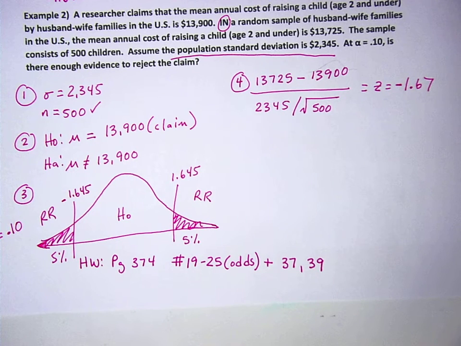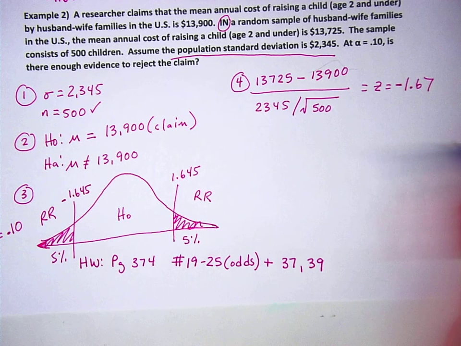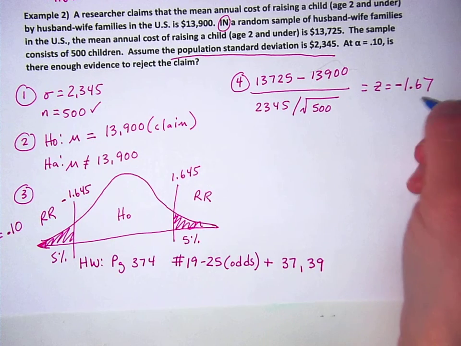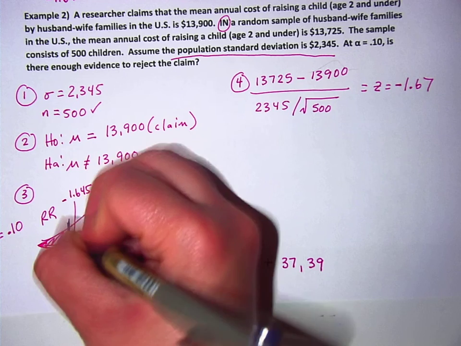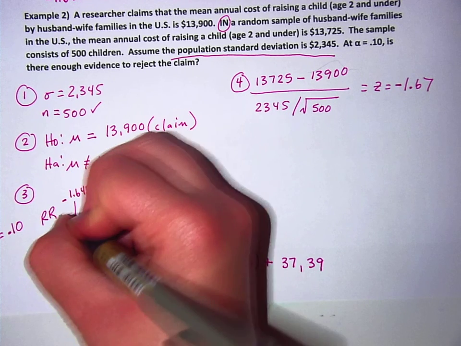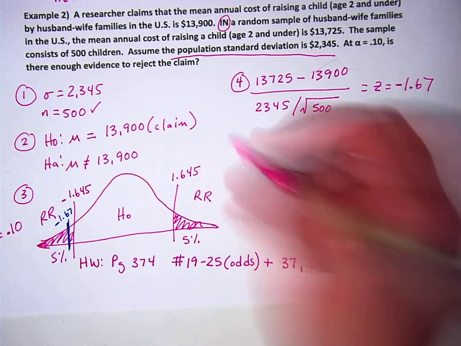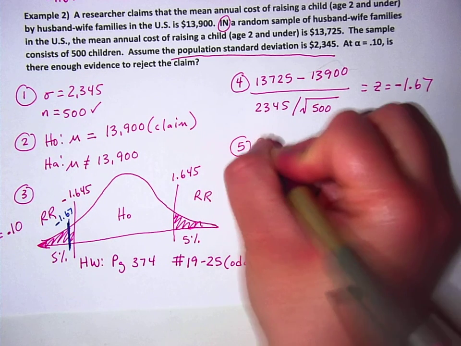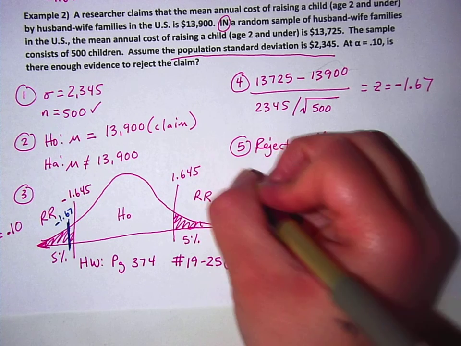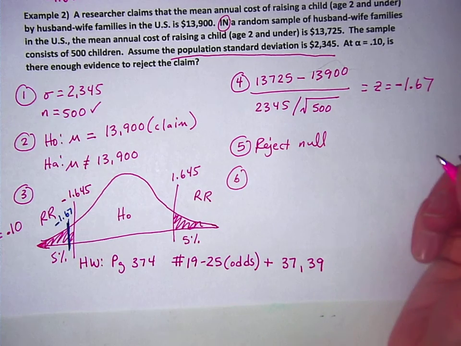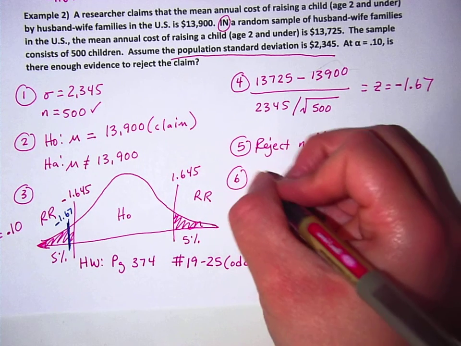Negative 1.67. Okay, so negative 1.67 is falling, I'm just going to use a different color this time, right about here. That means it fell in the rejection region this time, so we're going to reject the null. Remember, you always think about the null first, and then you've got to decide, okay, what does that mean for the claim? So this time the null is the claim, so that means I'm rejecting the claim.